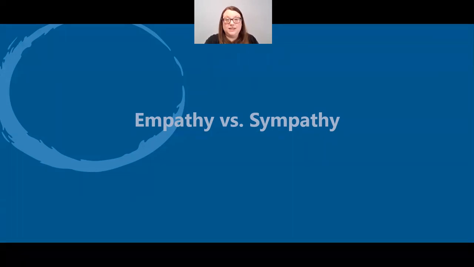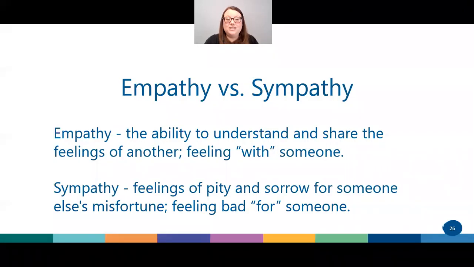We want to avoid having sympathy. So we'll first have some definitions here of empathy versus sympathy. Empathy is one's ability to understand and share the feelings of another. Really, it is feeling with somebody. Sympathy, on the other hand, is feelings of pity and sorrow for someone else's misfortune. It's feeling bad for somebody.